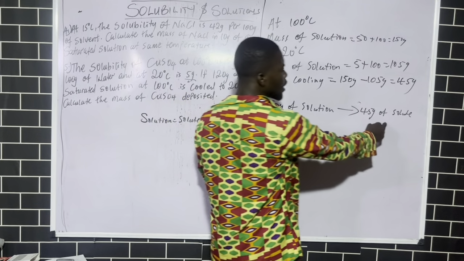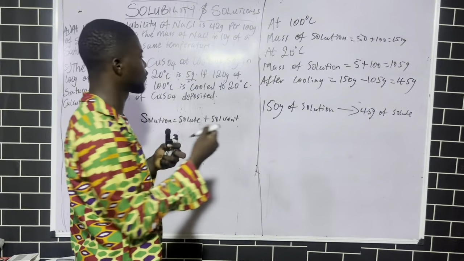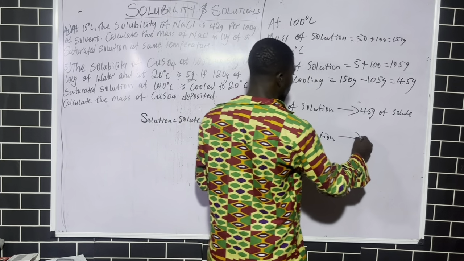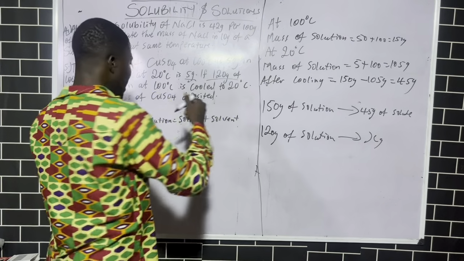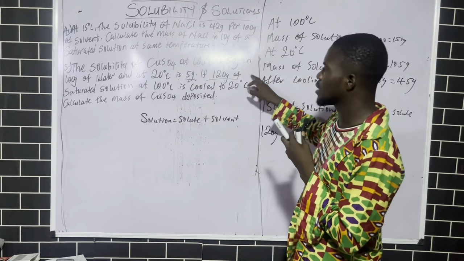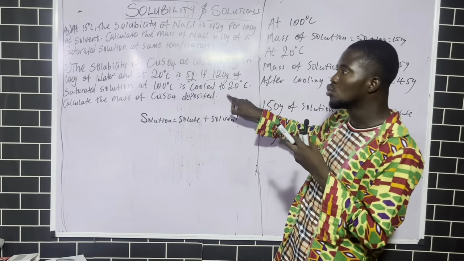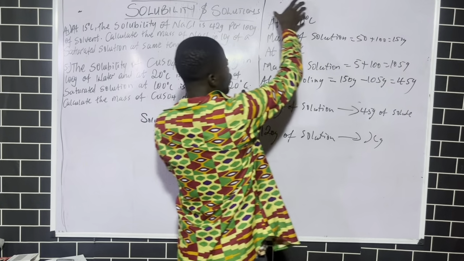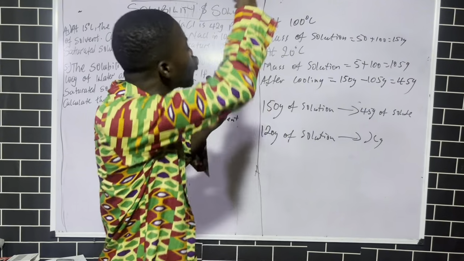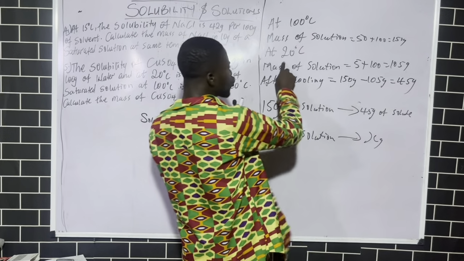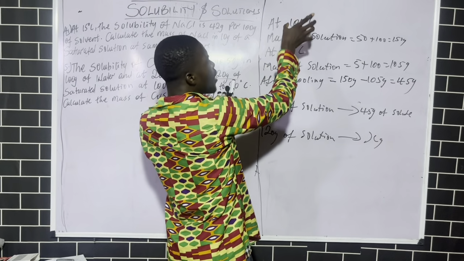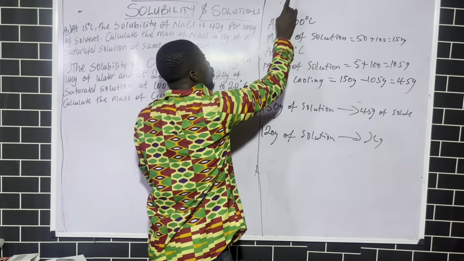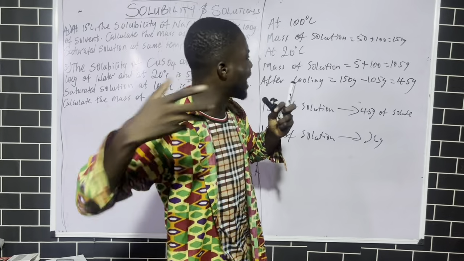So 150 gram of solution contains 45 gram of solute. 120 gram of solution will now contain what? X. Look at the question. The question said, if 120 gram of saturated solution at 100 degrees is cooled. So this is it. Initially we have 150 gram at 100 degrees Celsius. Then when this 150 gram was cooled down to 20 degrees Celsius, at 100 degrees Celsius, mass of solution is 150. At 20 degrees Celsius, mass of solution is 105.